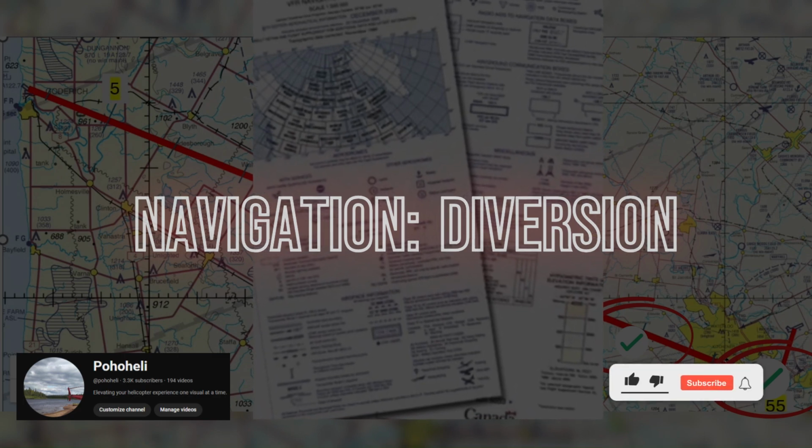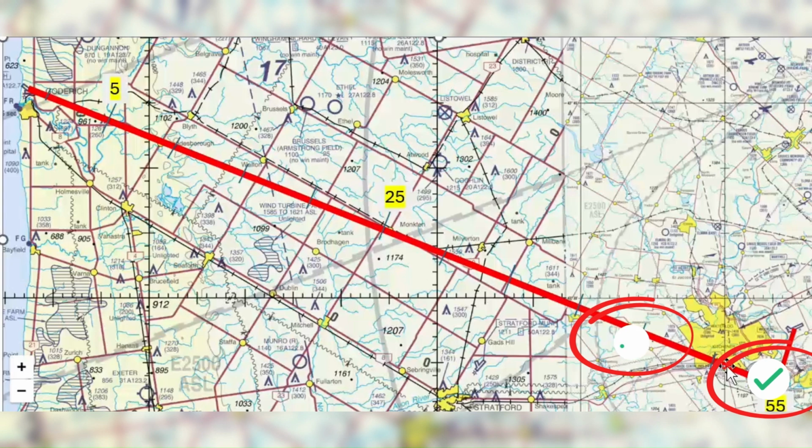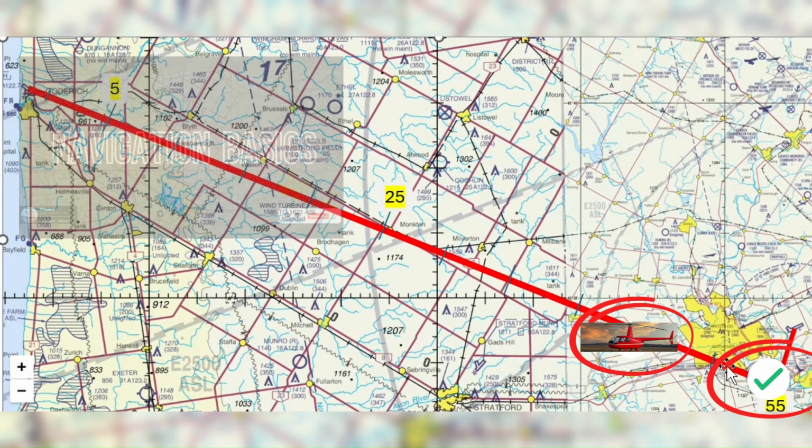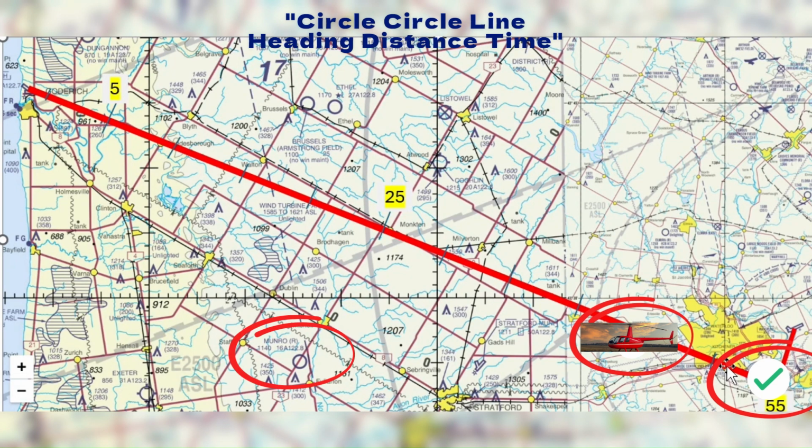Welcome to the diversion portion of your navigation trip for your flight test. This is part 2 of navigation basics. At this point, you have given a revised ETA to your destination of Goderich, plus or minus 5 minutes, to your instructor, and then the instructor will ask you to do a controlled orbit over top of the known area.